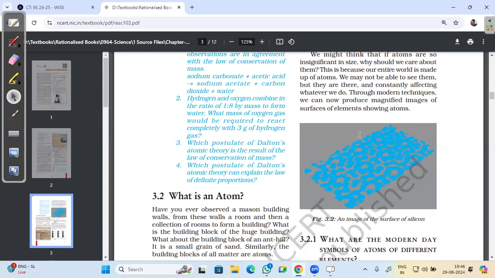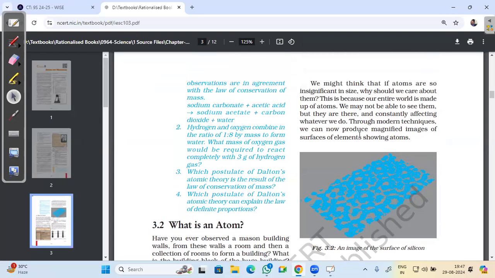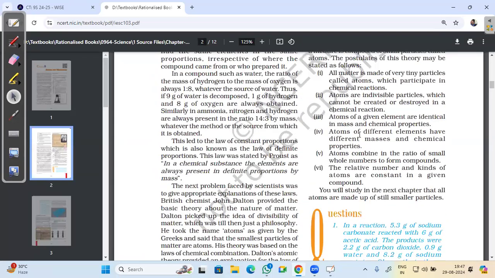Then the fourth question is, which postulate of Dalton's atomic theory can explain the law of definite proportions? So I again show you all the 6 points, and you have to state which of them is the same as, or can explain, the law of definite proportions. So here are the 6 postulates. Postulate 5: atoms combine in the ratio of small whole numbers to form compounds, right? Yes, sir. So the 5th point can explain that. So the answer is point number 5.